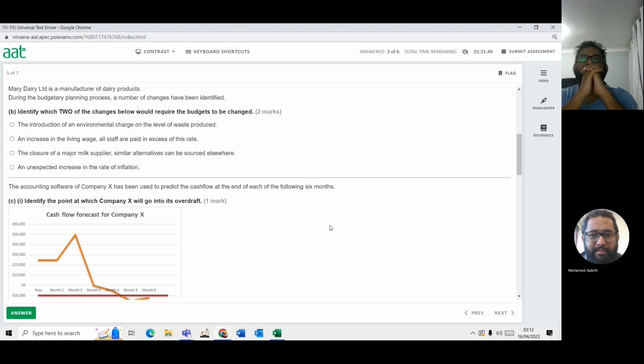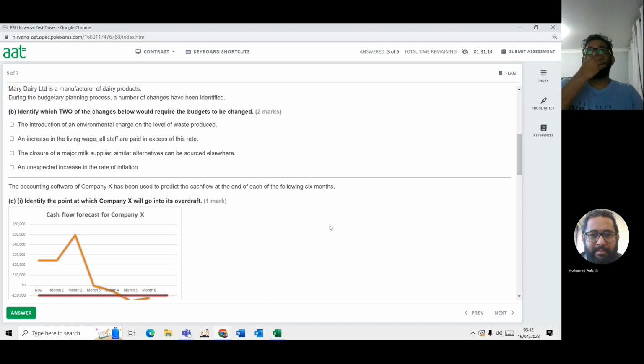Identify the two changes below that would require the budgets to be changed. So now they're saying here, Mary Dairy Limited is a manufacturer of dairy products. During the budgetary planning process, a number of changes have been identified. Identify which two of the changes below would require the budget to be changed. So they're asking you, what is the scenario here?